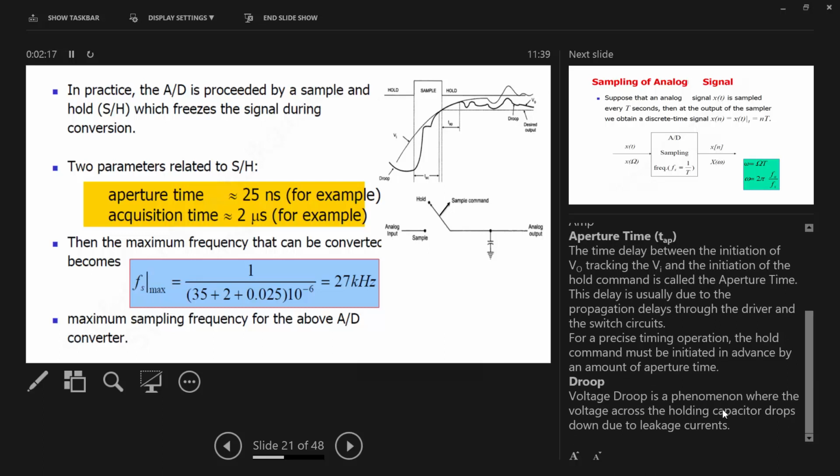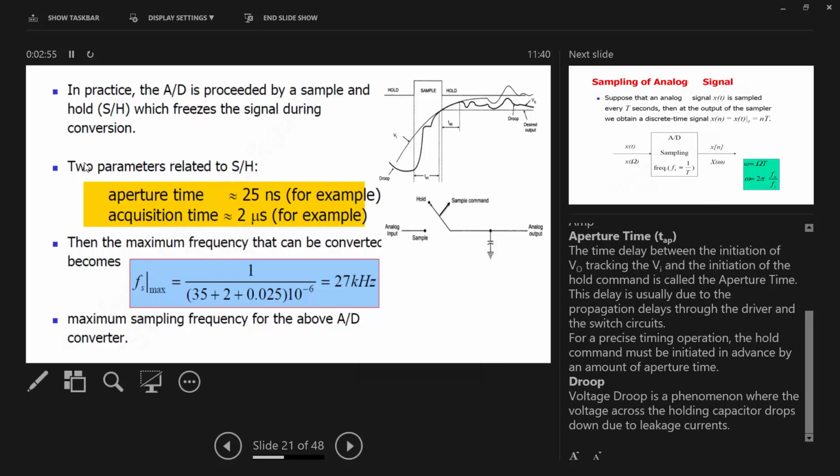Voltage droop is a phenomenon where the voltage across the holding capacitor drops down because there will be some leakage current. The capacitor will not be an ideal capacitor, so there will be some leakage. Due to that leakage, the voltage will start decreasing, will go away from the actual tracking of the input signal, and that is known as the droop. Actually, these droops in the signal have to be minimized. That will depend on the quality of the sample and hold circuit used.